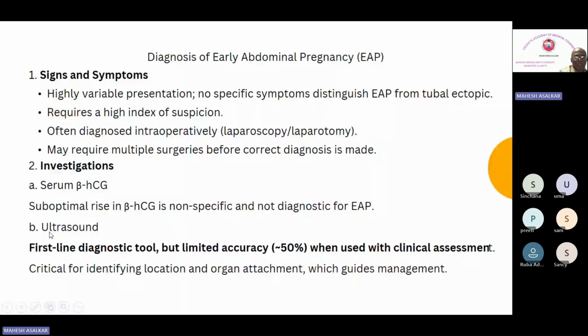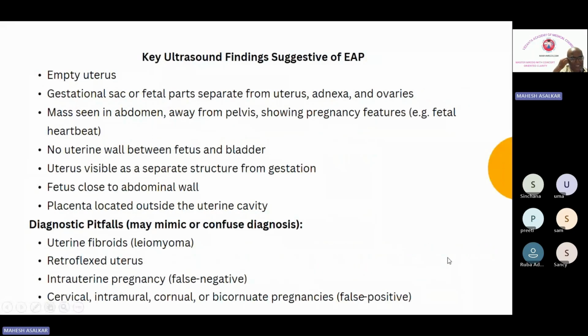Then ultrasound, the first line diagnostic tool, but it has limited accuracy, only 50% of cases when used with clinical assessment. It is critical for identifying location and organ attachment, which guides the management. So what are the key ultrasound findings suggestive of abdominal pregnancy? There will be an empty uterus, and the gestational sac or fetal parts are separate from the uterus, adnexa and ovaries. A mass is seen in the abdomen away from the pelvis, showing pregnancy features, that is the fetal heartbeat, etc. Then there is no uterine wall between the fetus and the bladder.